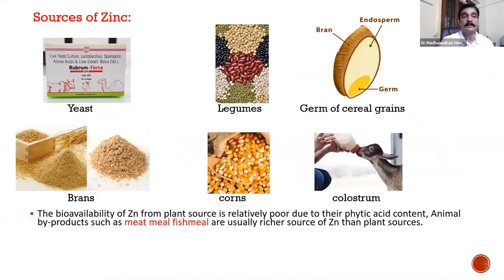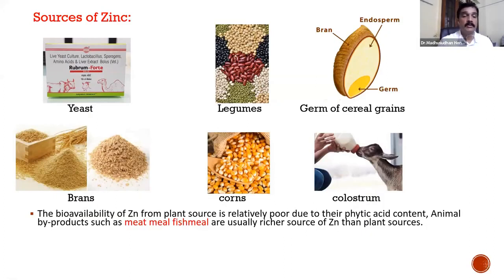These are all the sources of zinc. Yeast is a source. Legumes are rich in zinc. Germs of the cereal grains are rich in zinc. Brans, wheat bran, rice bran, are all rich in zinc. Corn is rich in zinc. Colostrum is rich in zinc. The bioavailability of zinc from plant sources is relatively poor due to their phytic acid content. The phytic acid will not allow the zinc to get absorbed, so the bioavailability is poor.